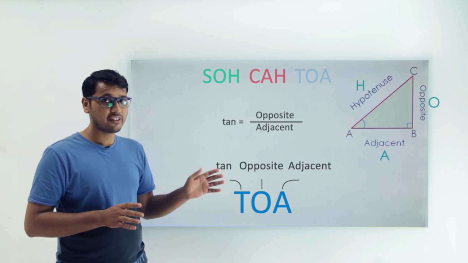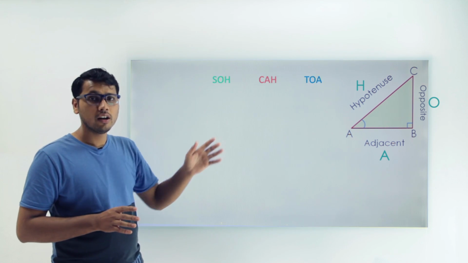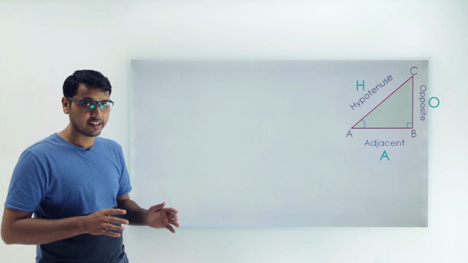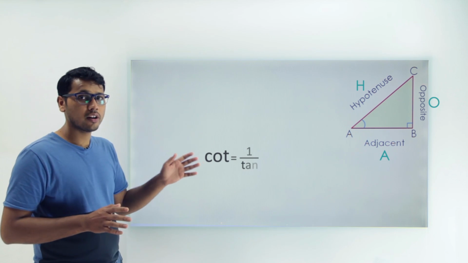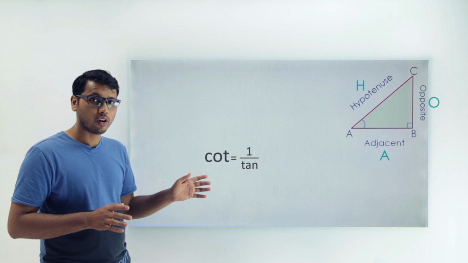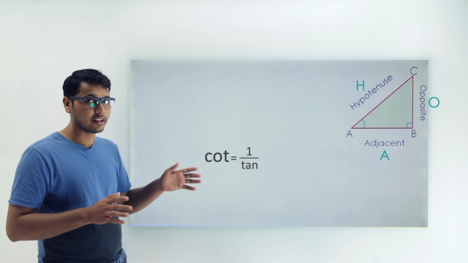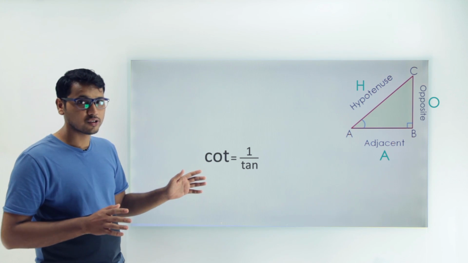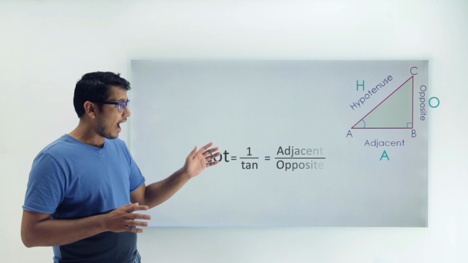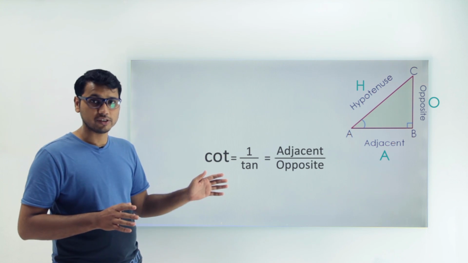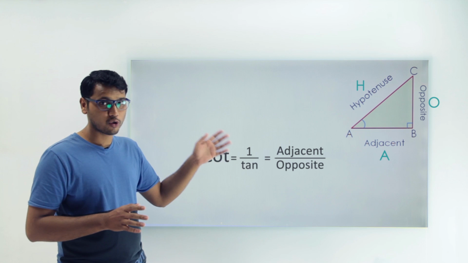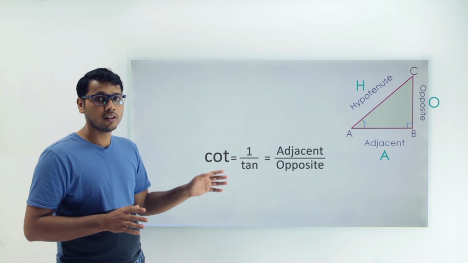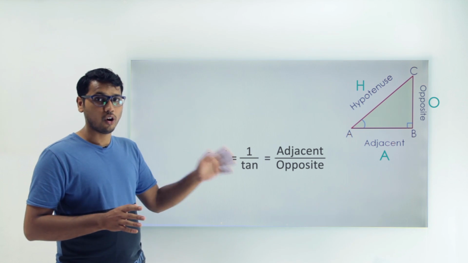After you have remembered SOH CAH TOA, the next trigonometric ratio is cot. Cot is nothing but 1 upon tan. So all you have to remember is that cot is 1 upon tan. So cot will become adjacent upon opposite, since it is 1 upon tan. If we take the reciprocal of tan, it will become adjacent upon opposite.